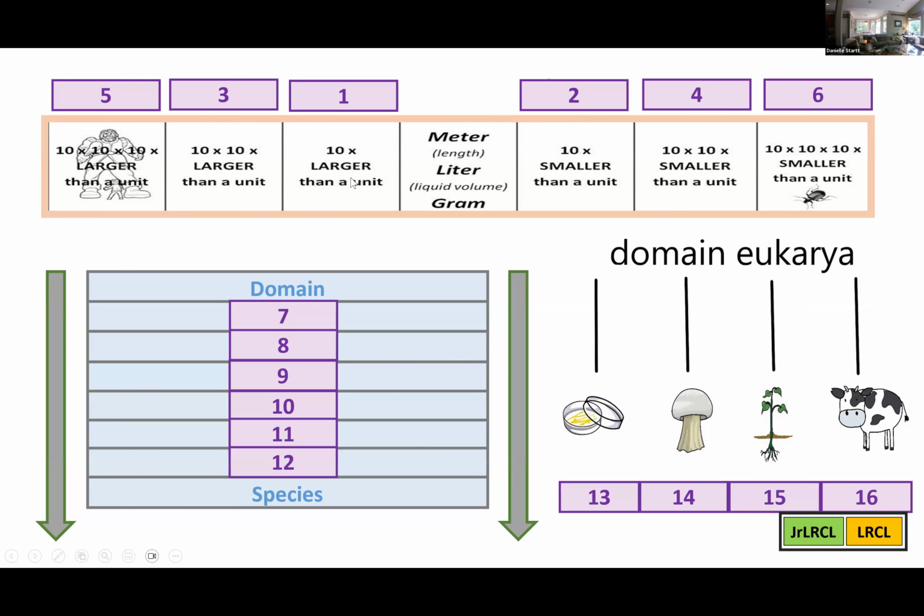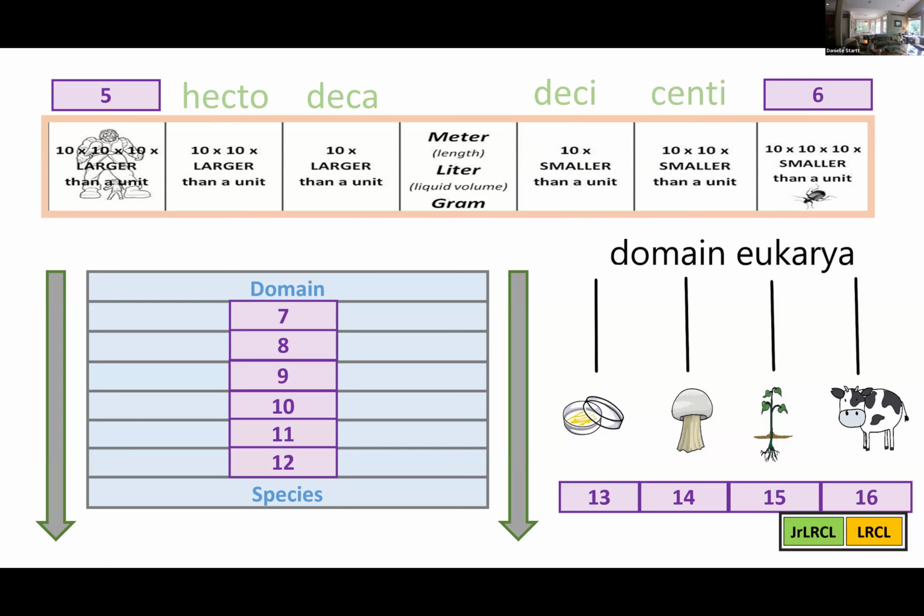All right, now, what goes here? 10 times larger than your unit is deca. 10 times smaller than your unit is deci. 10 times 10 or 100 times larger than your unit is hecto. 10 times smaller or 100 times smaller, centi. And then you have kilo and milli. What's the unit that would go here?